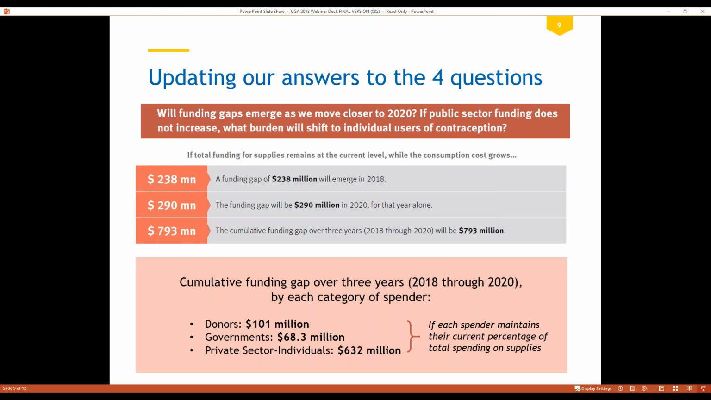So we see that for donors, that cumulative gap over 3 years would be about 101 million. So on top of current spending levels, there would have to be 101 million more spent to keep up with the growing commodity needs. For governments, that figure is slightly lower at 68 million. And for private sector and individuals, quite a large number, given that they are the largest share of the spending, at 632 million.